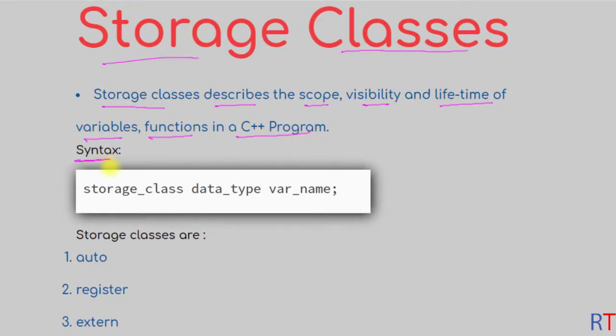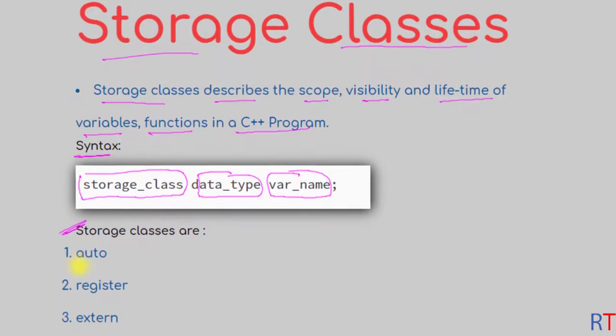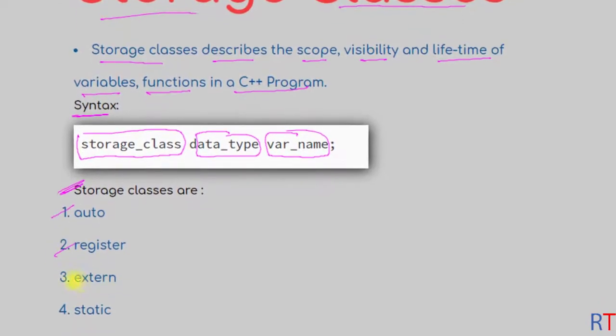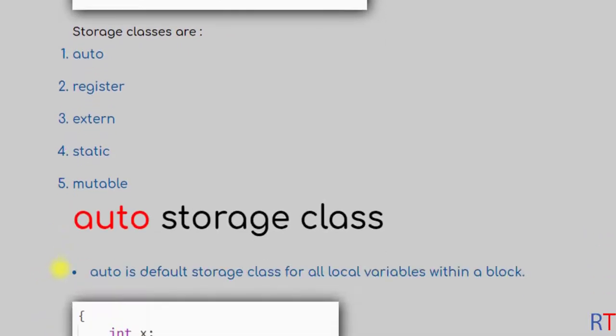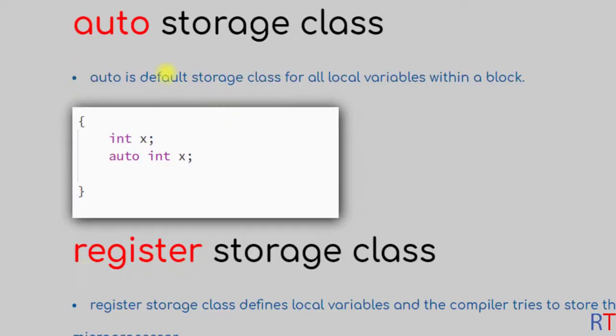And the syntax is, first you have the storage class, then the data type of the variable, and then the variable name. And there are 5 types of storage classes available in C++ programming, and they are auto, register, extern, static and mutable. So first we are going to talk about the auto storage class.